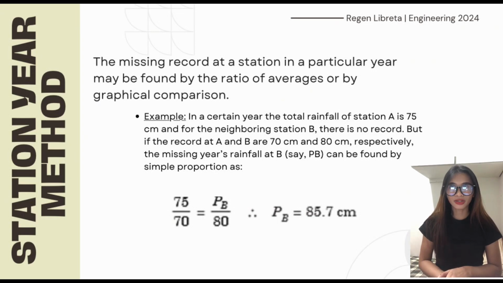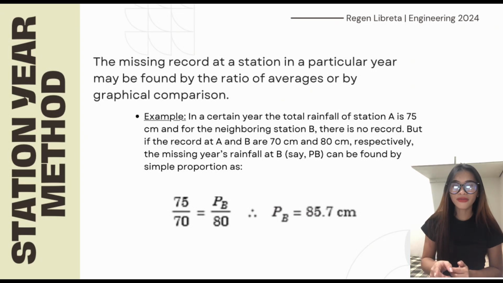In a certain year, the total rainfall at station A is 75 centimeters, and for the neighboring station B, there is no record. But if the normal records at A and B are 70 and 80 centimeters respectively, the missing year's rainfall at B, say the precipitation at B, can be found by simple proportion. So it means that in station B, we have the missing data.